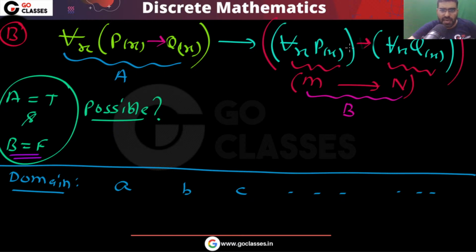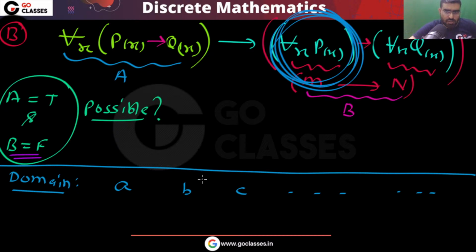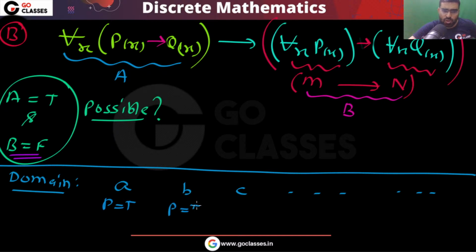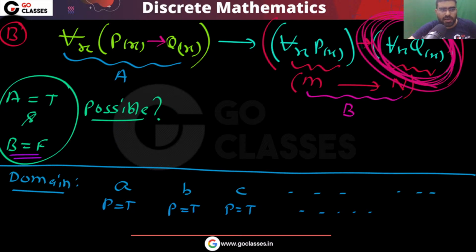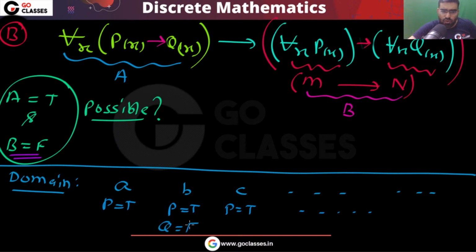Now you tell me, if I make M true, then what will happen? Look at M. I want to make M true, so what do I need to do? For every element in the domain, P must be true. For every element, this P must be true. Now let's see. I want to make this N false. Look at this N. I want to make it false, so what do I need to do? For some element, I need to make Q false. For this element, I can make Q false.